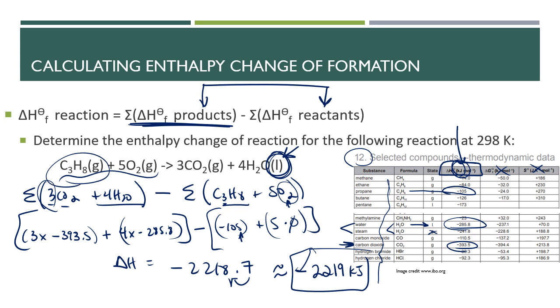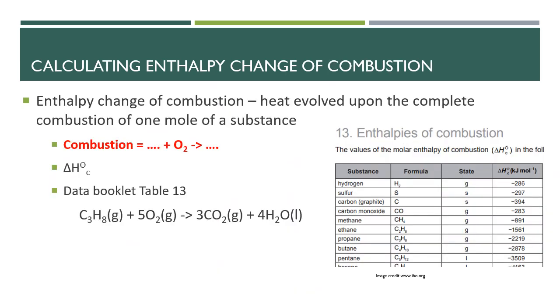Good? All right. So now we're going to look at not table 12, but table 13. Table 13 is going to give us the enthalpies of combustion. In our previous slide, we literally found this exact thing, right? We decided it was negative 2219 kilojoules. Are you ready for this? We could have just looked at table 13 and found propane, and oh, there's our answer right there.